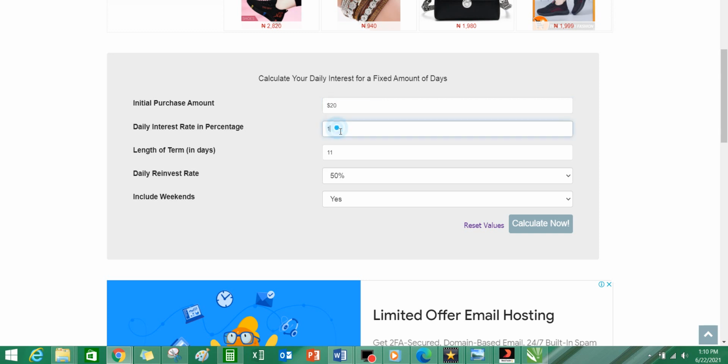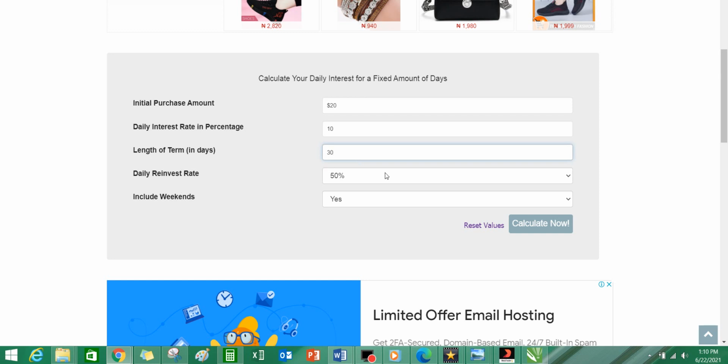Using the compounding method is always amazing because it helps you make so much money within a short period. You start with a small amount of money, then you make so much money within a short period. So you can see daily interest rate in percentage. You put 10 here because what we are looking at is 10%. Then length in terms of days. I'm going to do it for 30 days. Thank God we can trade on weekends too, since it is synthetic indices.